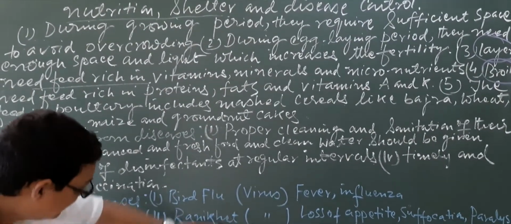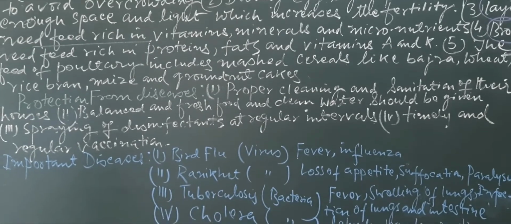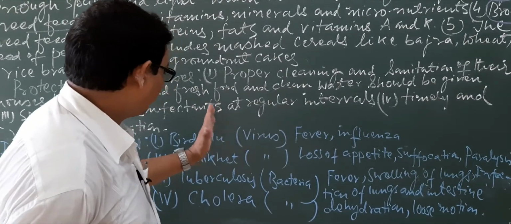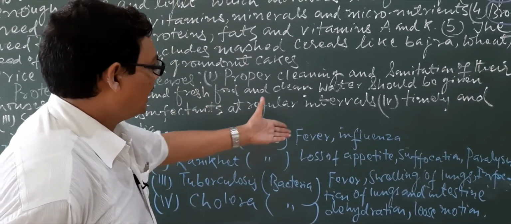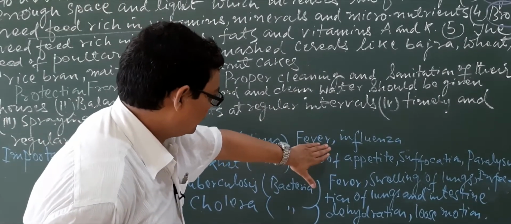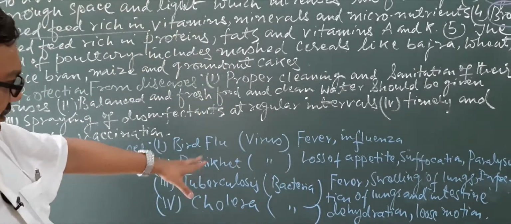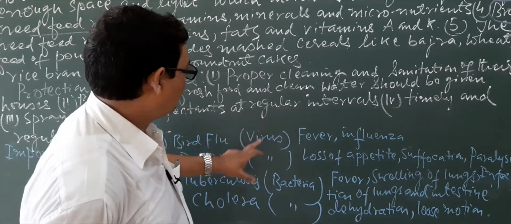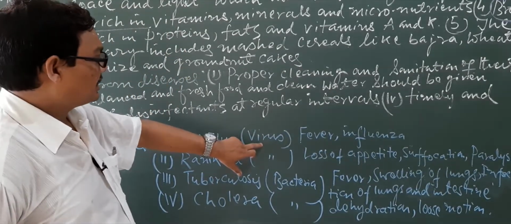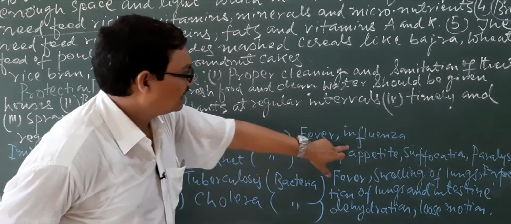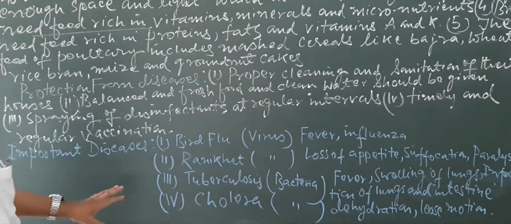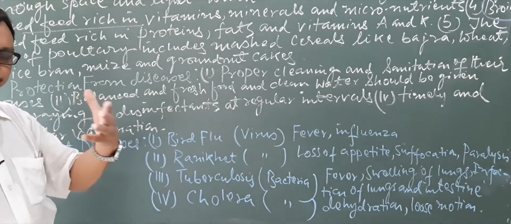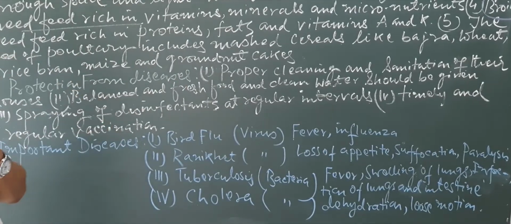Here are a few examples of the main diseases which are found and seen in the case of poultry. Number one, bird flu. The causal agent or pathogen is a virus. The symptoms are fever, influenza, and also shedding of the feathers.